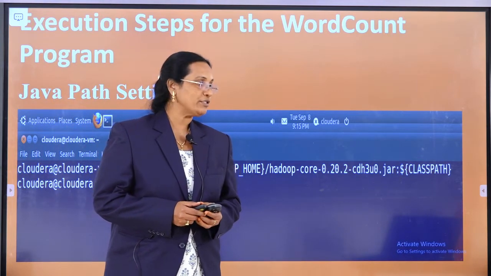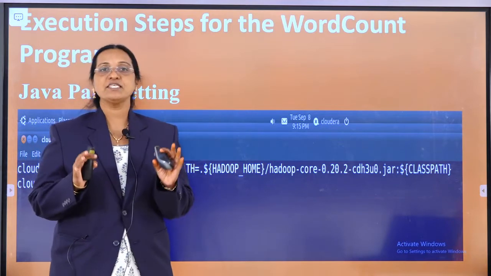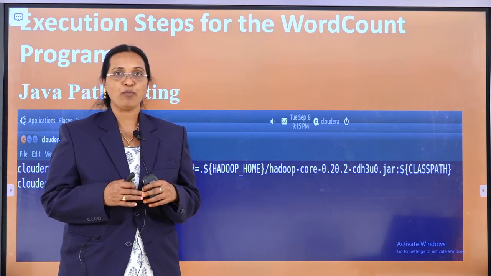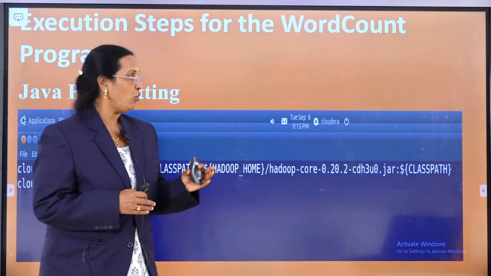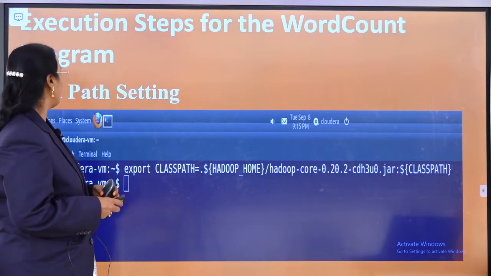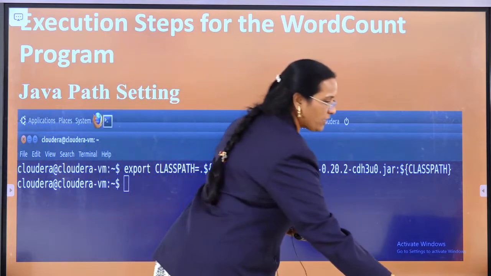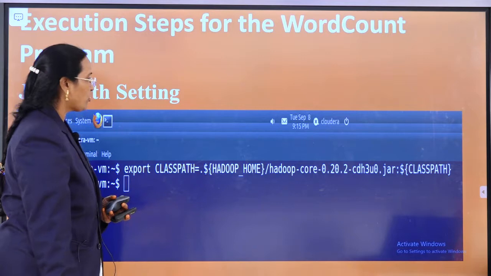And today we are going to see the execution steps of the word count program, and this is a very important class because many students face problems executing the word count program. So how to execute the word count program is, first you need to set the path. Without setting the path you can't execute the program. Why can't you execute the program?